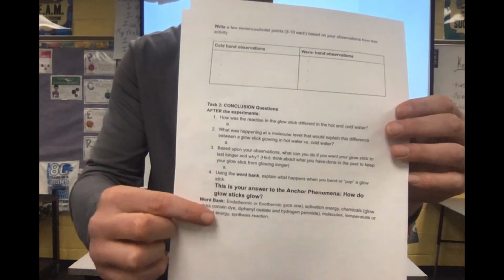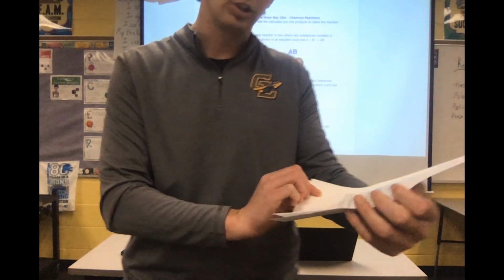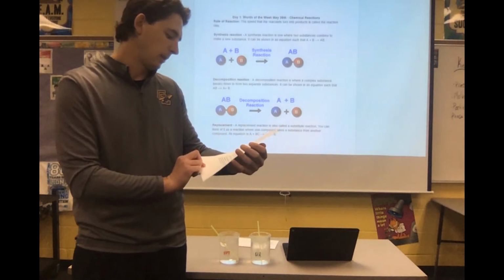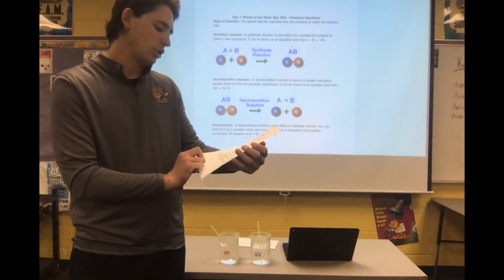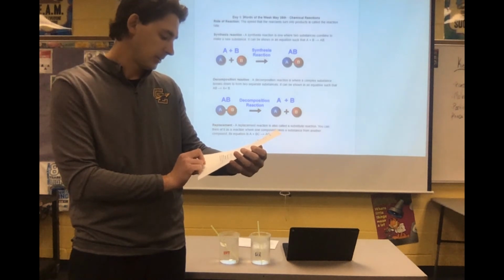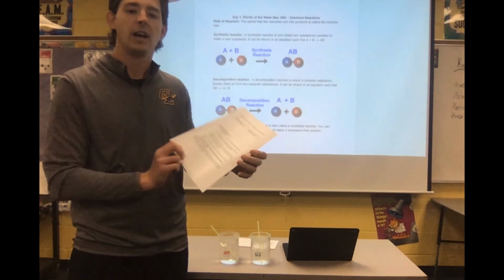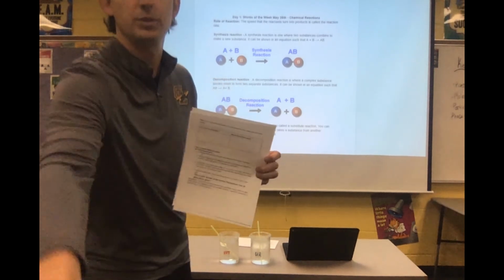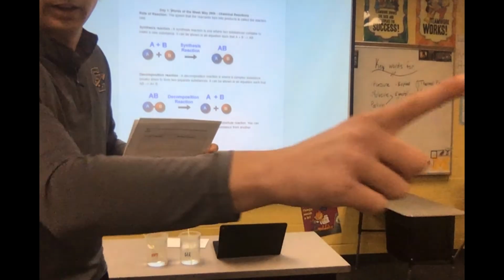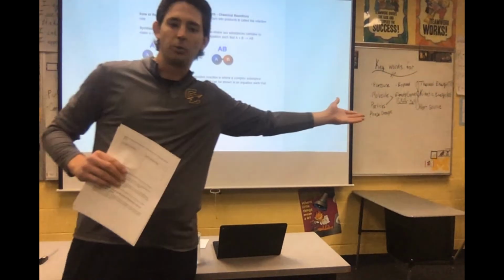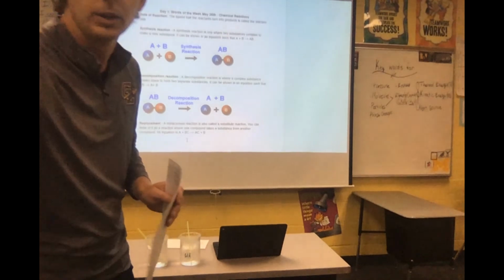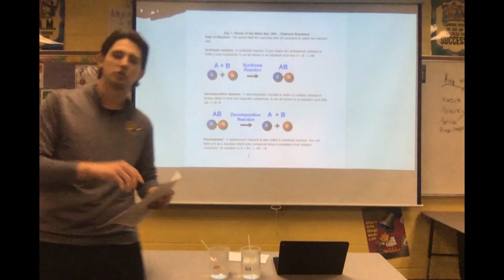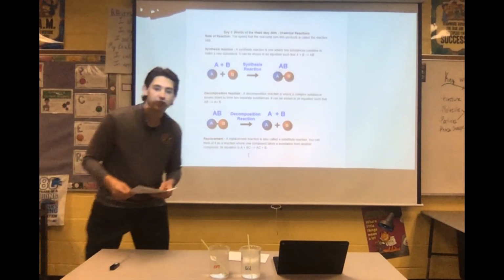This is task two, day three, the conclusion questions. Number four says, using the word bank, explain what happens when you bend or pop a glow stick. This is the answer to your anchor phenomenon. How do glow sticks glow? Use these words in the word bank. We have done this several times. As you can see, I still haven't erased my word bank from last time, how does popcorn pop. So make sure you are using those words to explain your answer to how does a glow stick glow.